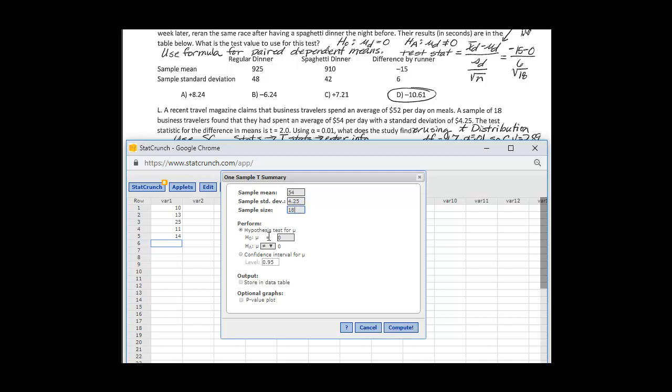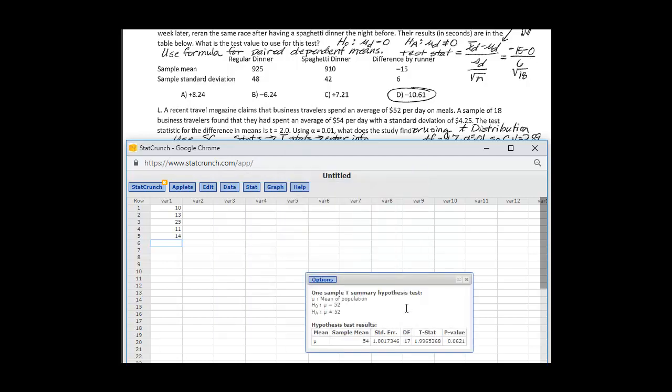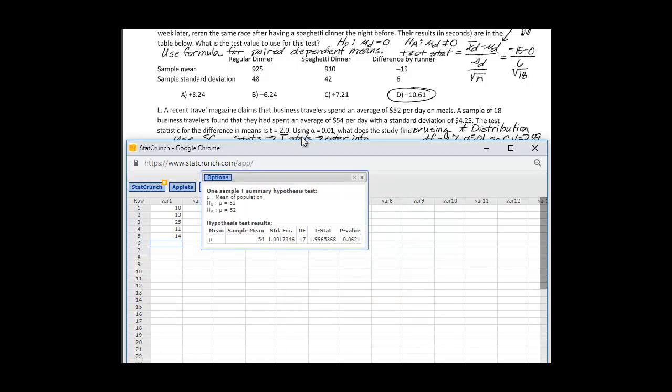And again, our default is set for us. Nope, it's not. We have to say that mu is equal to 52, because that is what the travel magazine is claiming. And so we find that we have a test statistic of 1.99, pretty close to the 2, but our p-value is high, much higher than 0.01. So again, that would say we would not reject the null hypothesis, but that was different reasoning, using the p-value rather than the test statistic.